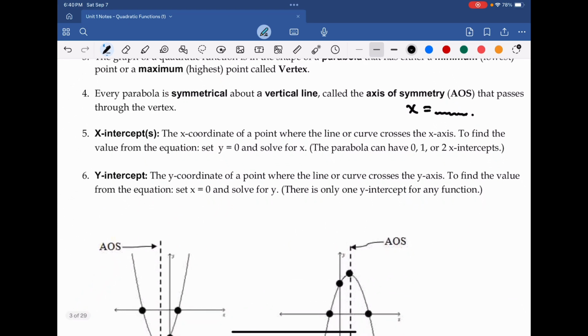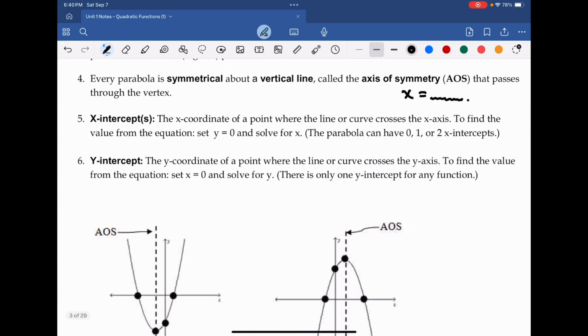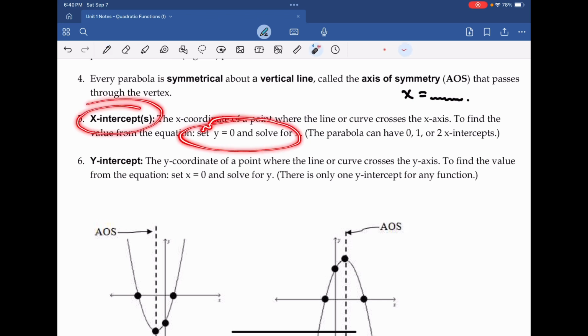Now, we go on to our x and y intercepts. You've probably dealt with this quite a bit in Math 10C. It's where it crosses the x-axis, where it crosses the y-axis. And if we needed to solve for these things algebraically, remember, if I want the x-intercept, I set the y value to 0. When I want the y-intercept, I set the x value to 0. You always set the opposite value equal to 0.